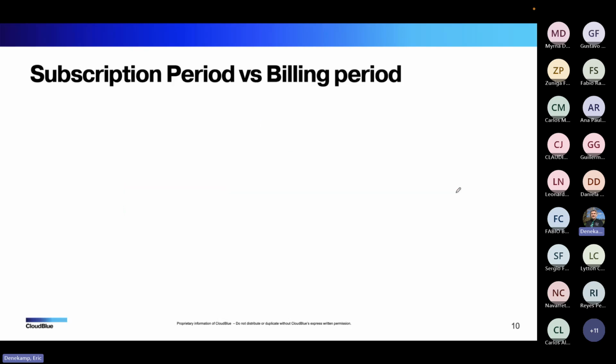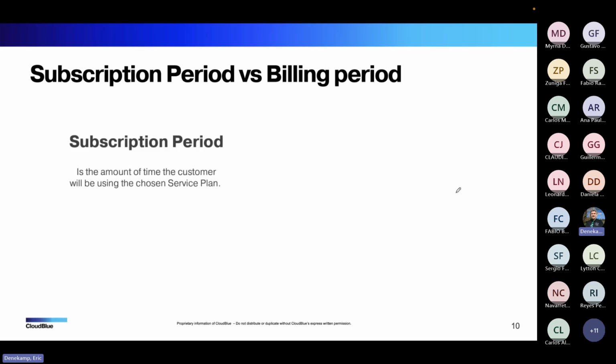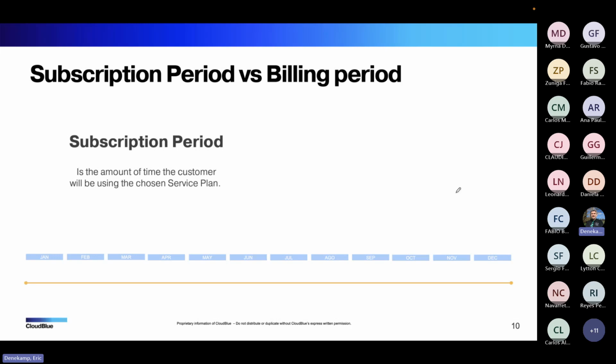The thing is that we have more to discuss. There are things like a subscription period. There are terminologies like billing period. What is the difference? Well, the subscription is the contract period, the contract period where the customer will be able to use that chosen service plan. In this case, let's say the customer buys it for a year, so his subscription period is a year, from January till December. In this case, we have a very perfect customer who buys his products on the 1st of January for a year.